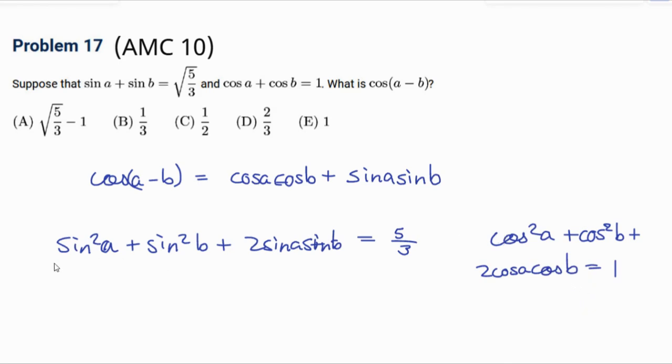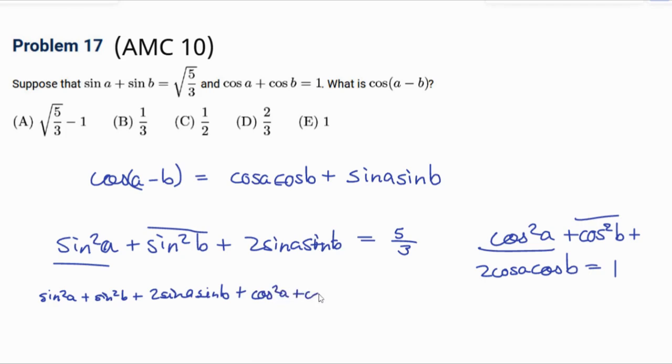Okay, so let's see, what can we do here? Well, notice that we've got sine squared A and cos squared A, and then sine squared B and cosine squared B. So if we add the equations, we'll get a nice cancellation there, because sine squared A plus cos squared A is 1, and so is sine squared B plus cos squared B. So let's do that. Let's add them here. We get sine squared A plus sine squared B plus 2 sine A sine B plus cos squared A plus cos squared B plus 2 cos A cos B equals 5/3 plus 1.